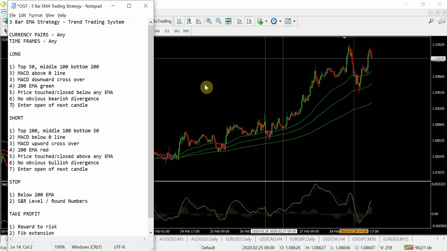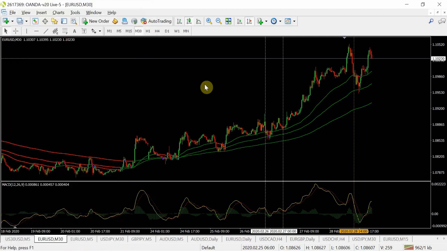Now this strategy is called the 3-bar EMA strategy, which is a trend trading strategy which looks for pullbacks within a trend. Now the first thing I'm going to do is share with you the actual indicators used for this trading strategy.